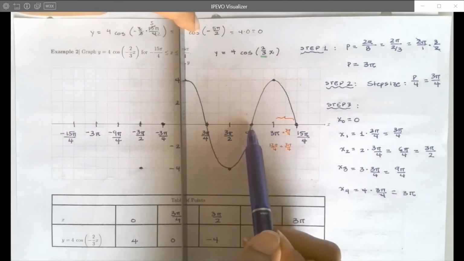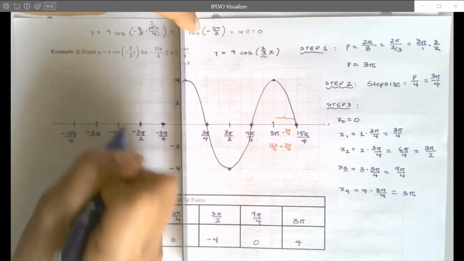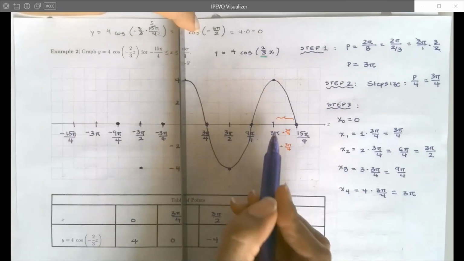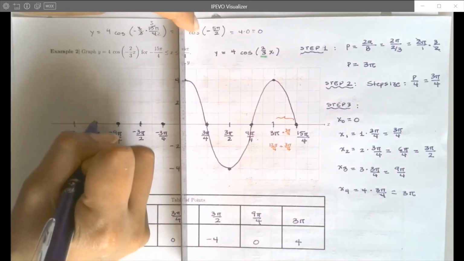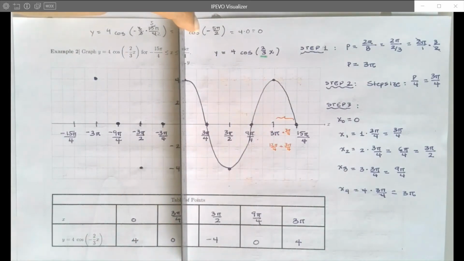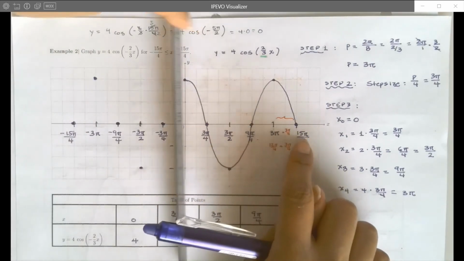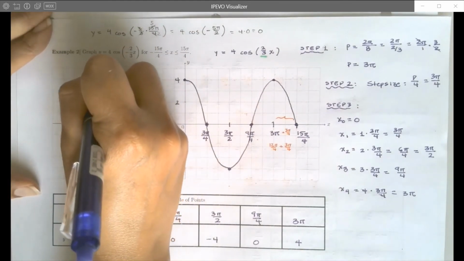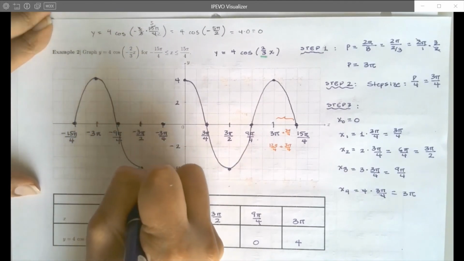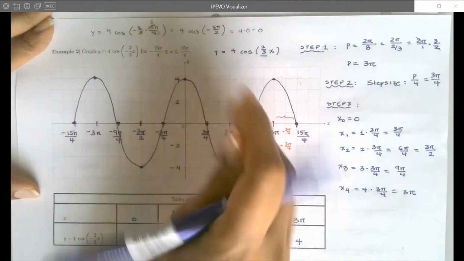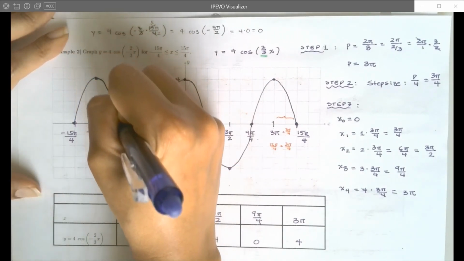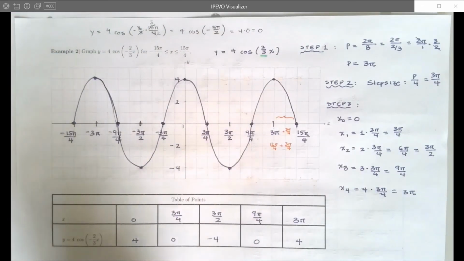Alright, then 9 pi over 4. At 9 pi over 4 we have 0. That means at -9 pi over 4 we'll have 0. And then at 3 pi we have 4. That means at -3 pi we're going to have 4. And -15 pi over 4 will be a reflection of 15 pi over 4, so it'll also have a y value of 0. So we're going to see the graph oscillate in the same manner that it did for the positive x values. Yeah, so that's what we get.